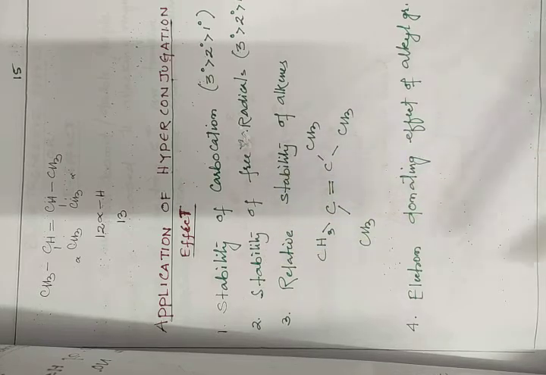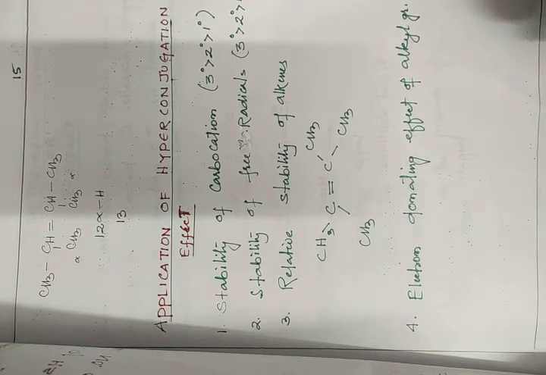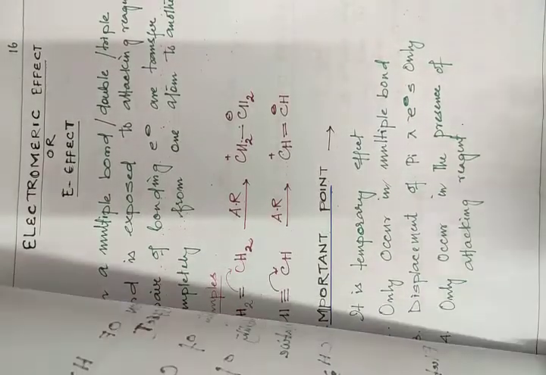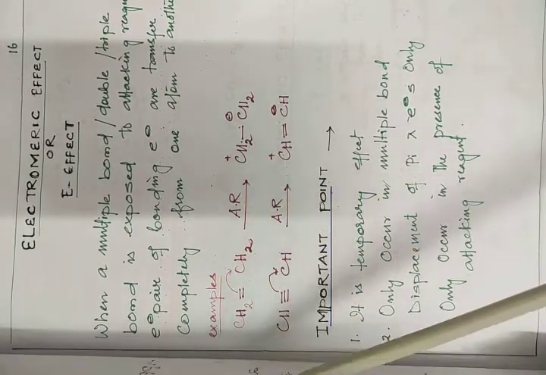Then the next one is the stability of free radicals. Then the stability of alkenes. Then the electron donating effect of the alkyl group. So these are the applications of hyperconjugation. The last one is the electromeric effect.